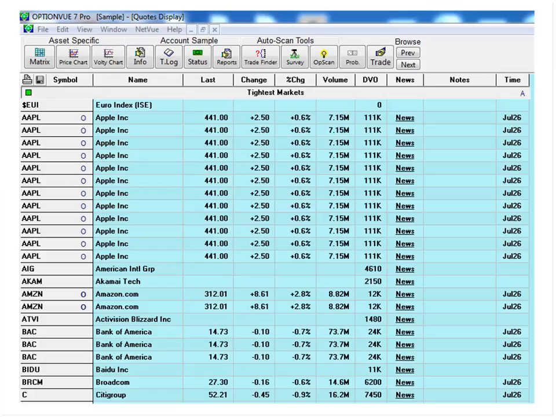So of the 250, you can see that Apple had 1, 2, 3, 4, 5, 6, 7, 8, 9, 10, around what, 15-ish or so, 13, 15 of those 250 were occupied by Apple. The Euro Index at the ISE only had one contract in its whole option chain appear.